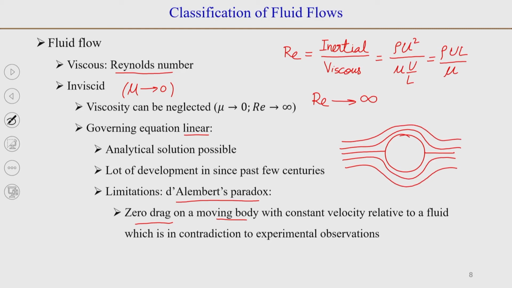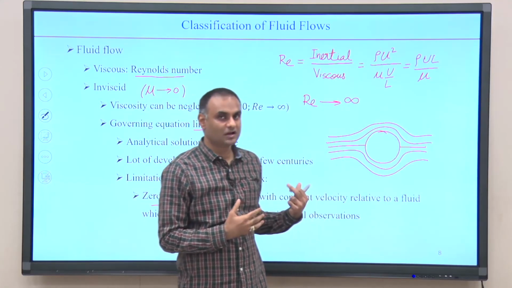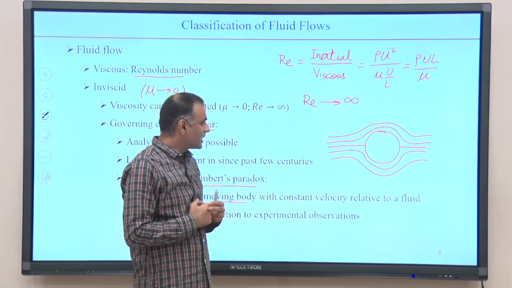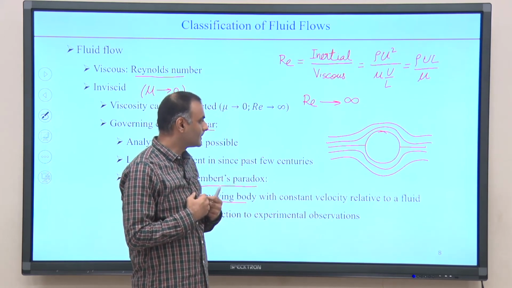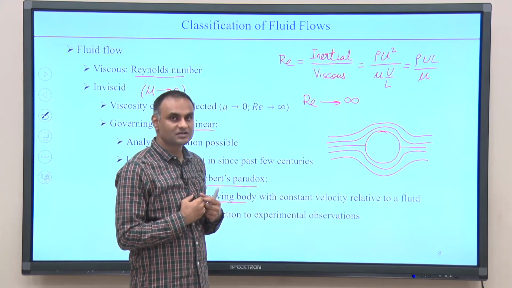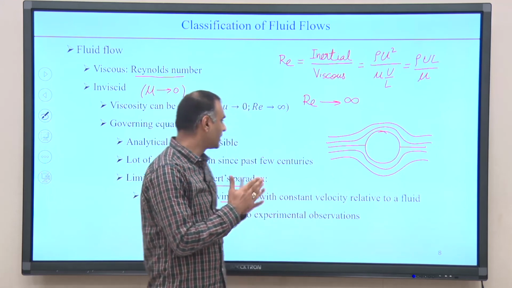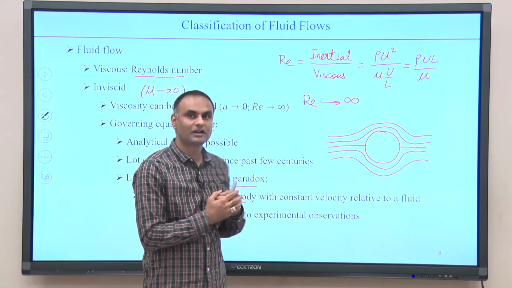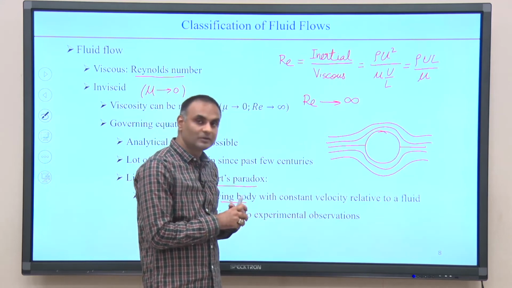Because there is no viscosity present, the shear stress will be 0. Now, when the shear stress is 0, the only force that this sphere will experience is the pressure force, and if the streamlines are symmetric, then the pressure force on the two halves, the front and back of the sphere, will also be symmetric. So, the drag on this sphere or any such body will be 0.